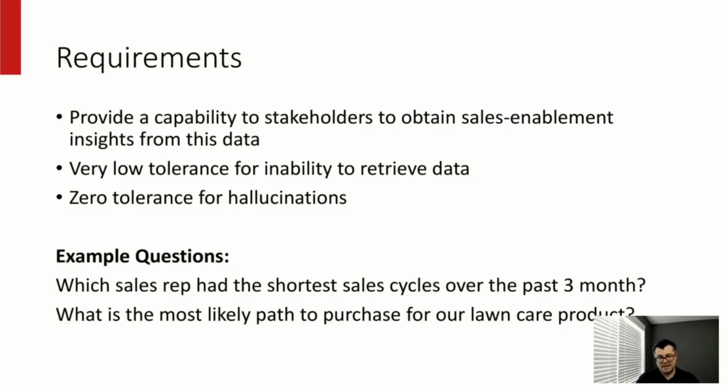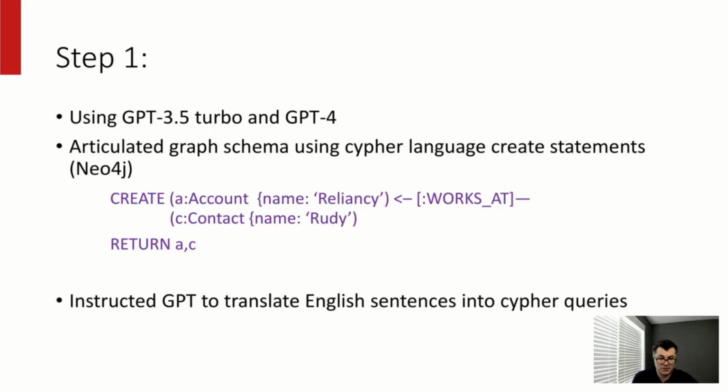stakeholders don't like to make their decisions based on hallucinated data. To give you some examples of what we're looking after, a lot of these leaders would like to be able to ask things like, which sales rep had the shortest sales cycle over the last 3 months? Or what is the most likely path to purchase for our lawn care product, or whatever product you may consider? Those are the types of questions we needed to answer. Specifically, the request was whether we could use generative AI or large language models to address this. Our initial goal was to identify the least amount of effort we could do to get this to work.